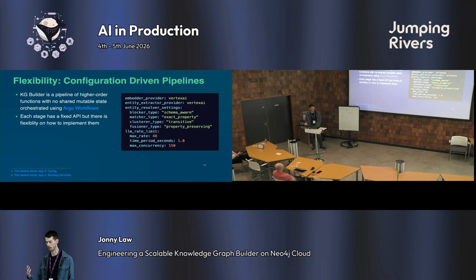Essentially, every stage in that pipeline has a fixed API, but we have loads of different choices on how to implement them. So our embedder provider here is Vertex, but it could just as easily be OpenAI or whatever the customer prefers. And we can also overwrite that configuration with environment variables, which is just a complete industry standard. We don't have to rebuild the Docker container, and we can immediately overwrite something. If we made a regression, we could change that value without rebuilding.